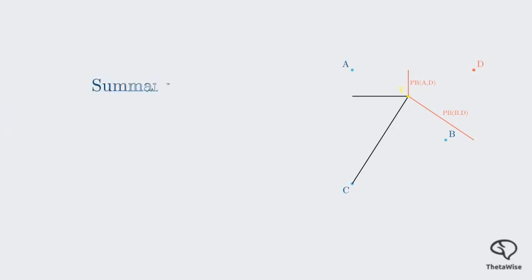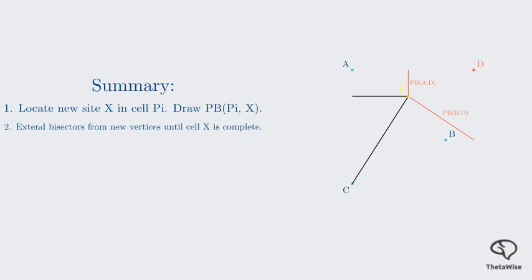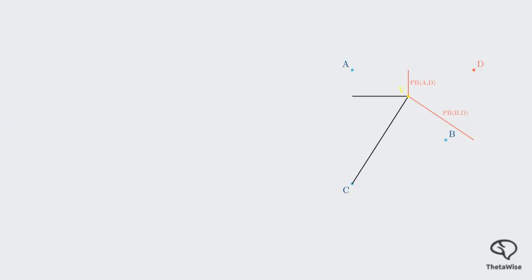Let's summarize the procedure. First, find the cell containing the new site and draw its perpendicular bisector with that site. Second, extend bisectors from new vertices until the new cell is enclosed. Third, delete the obsolete parts of the old diagram. You can redraw the entire diagram if that's easier. Recap. Adding a site updates the diagram. We've learned a 3-step process to incorporate a new site cell by drawing a series of perpendicular bisectors and removing obsolete boundaries. You can now trace this process in a diagram.